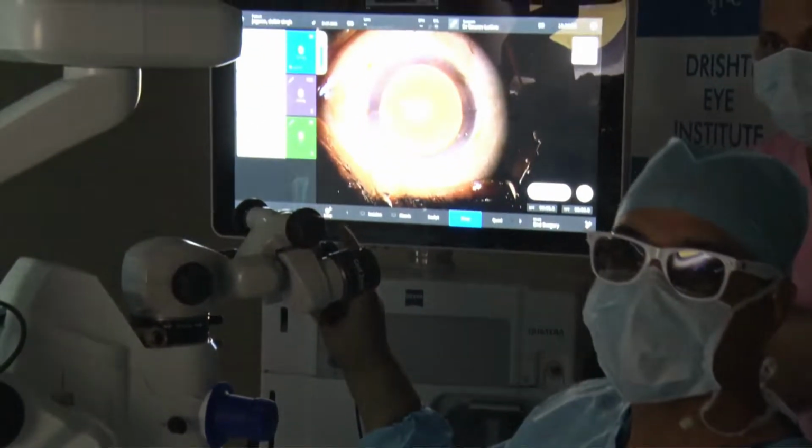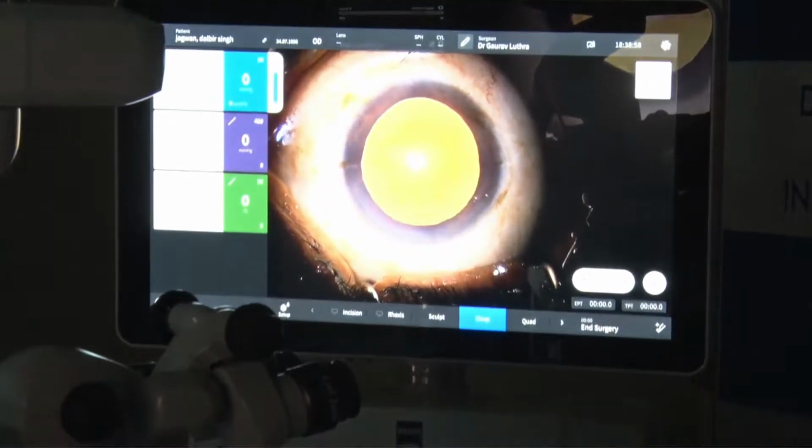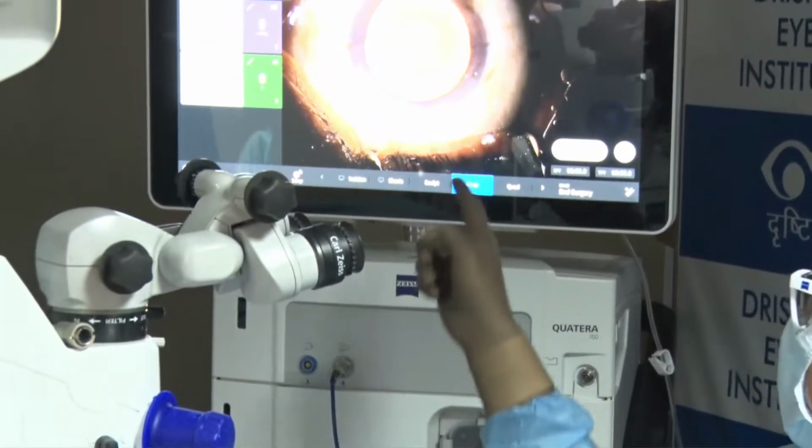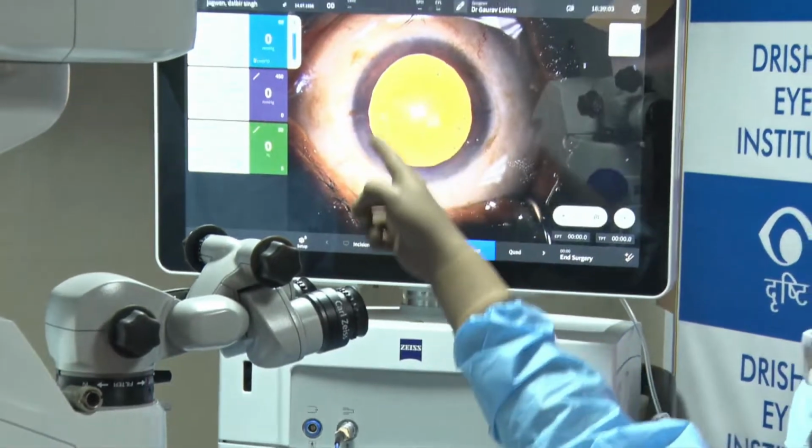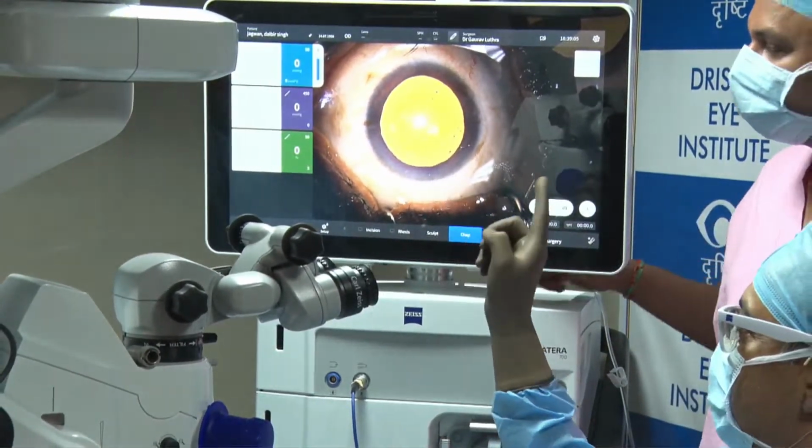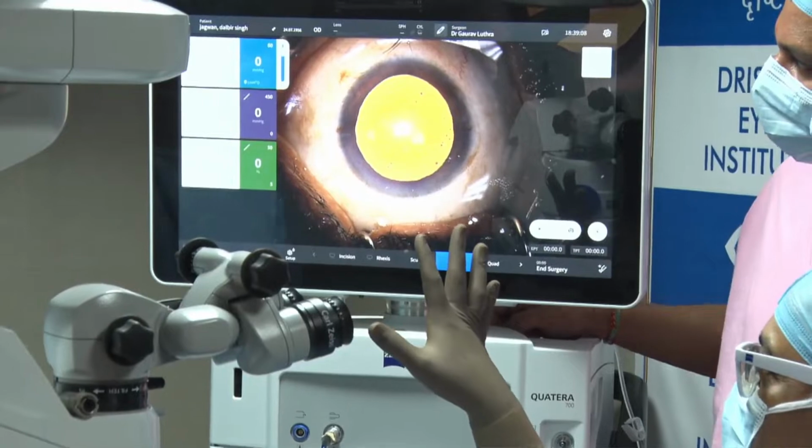Can you show the machine? So this is a Cortera machine, which is on my right. It has a display and it also gets the video feed. It gets the Callisto feed and it has a full planning station for cataract surgery.